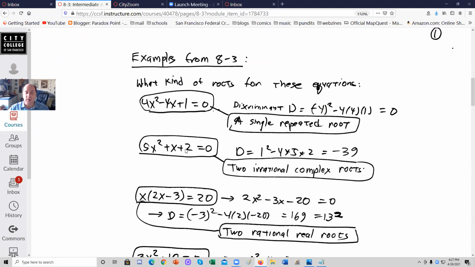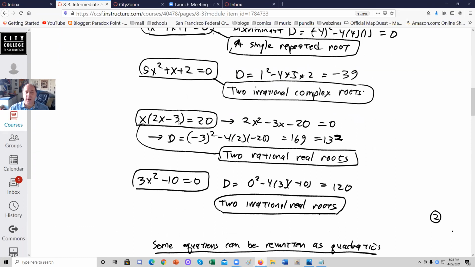5x squared plus x plus 2 equals 0. Well, the discriminant is 1 squared minus 4 times 5 times 2, which is negative 39. So this is not only a negative, it's also not a square. So you get two irrational and complex roots.